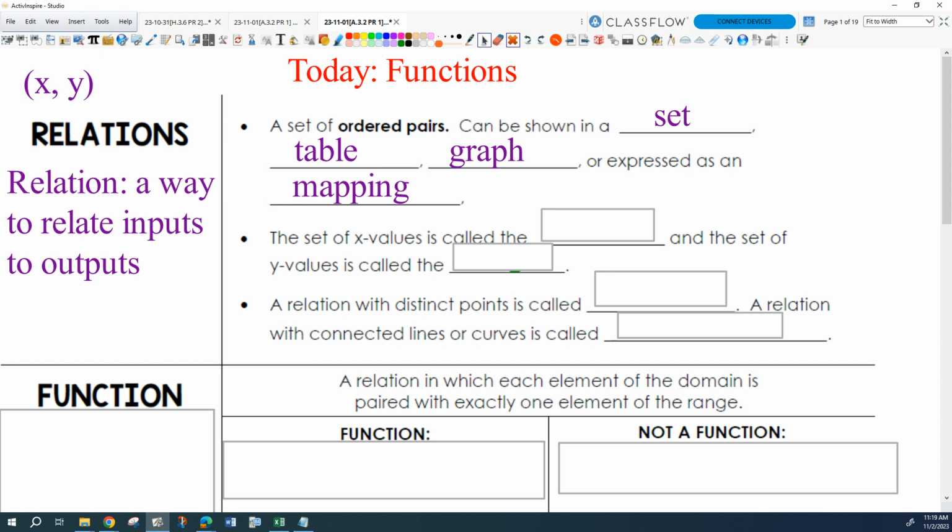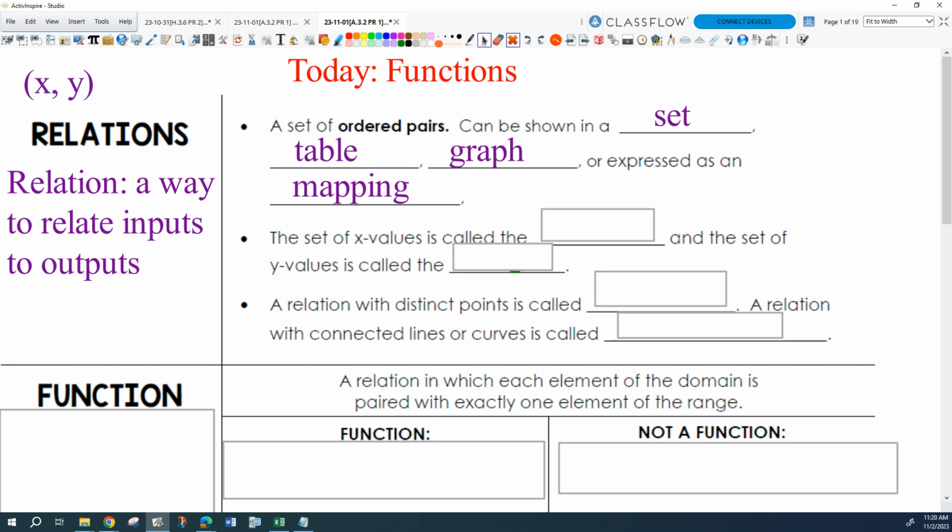For a relation to be a function, there's an additional little rule that we're going to introduce here in just a little bit. So relations are very broad, functions are more specific. All functions are relations, but not all relations are functions. In the same way that all Siberian Huskies are dogs, but not all dogs are Siberian Huskies.